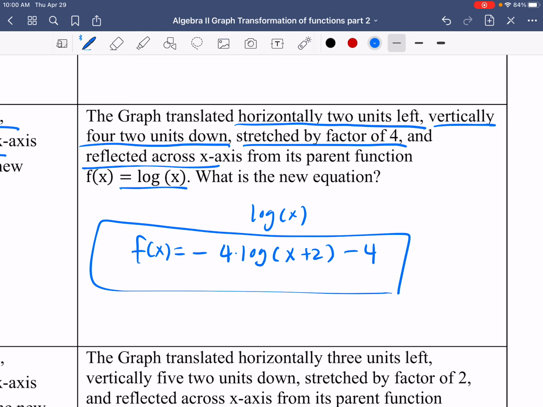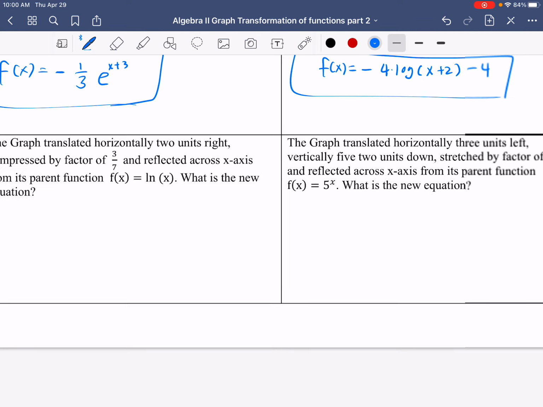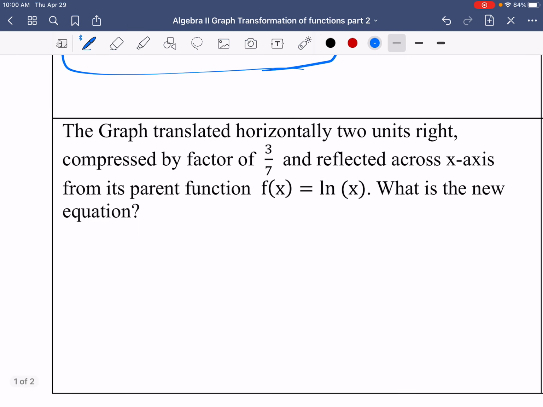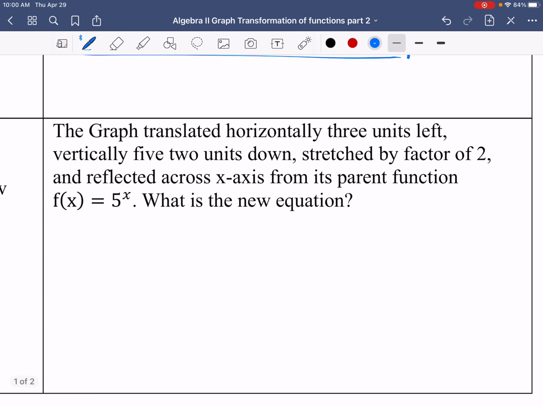Okay, so you're gonna do this question here. The graph translated what? I mean, try this one by yourself. It should not be too difficult. I will just write this one down here. That should be the answer.